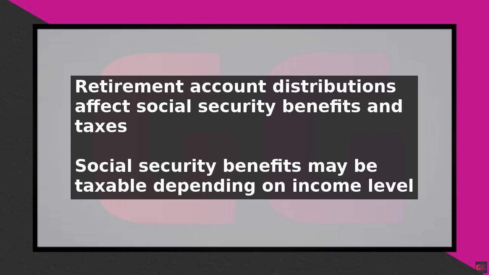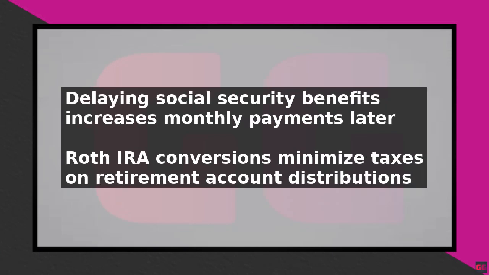To maximize your retirement income, consider the following best practices. First, delay taking Social Security benefits until your full retirement age or later to increase your monthly benefits. Second, consider Roth IRA conversions to minimize taxes on your retirement account distributions. Third, create a sustainable withdrawal strategy to ensure your retirement accounts last throughout your retirement.